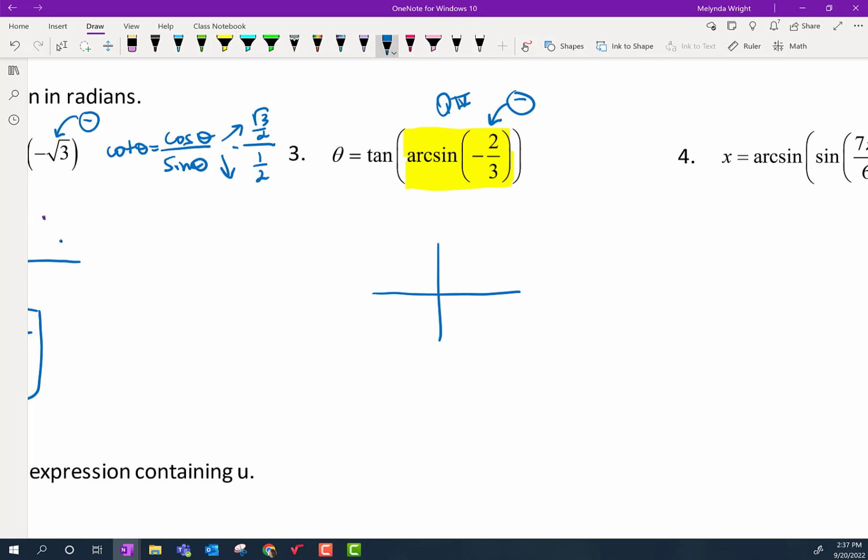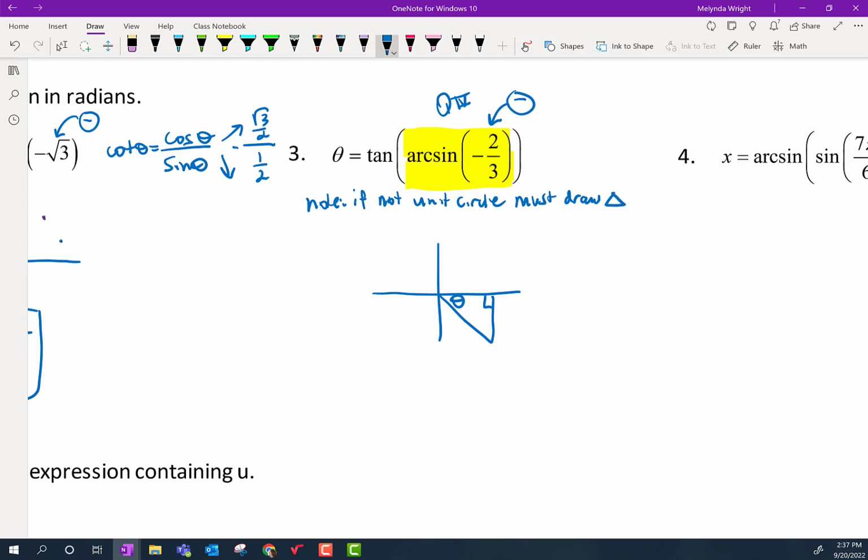Is negative 2/3 a unit circle value? No. So we're going to write right here, this is a note. Note, if not unit circle, must draw triangle, period. If it's not unit circle, you have to draw a triangle. Our triangle has to be in the 4th quadrant. That's what we just figured out. So we're going to draw our triangle in the 4th quadrant.